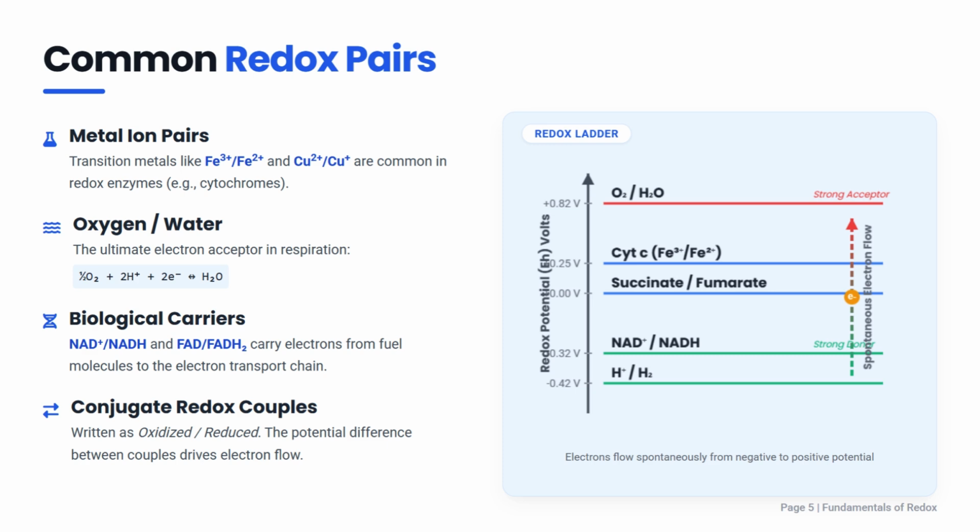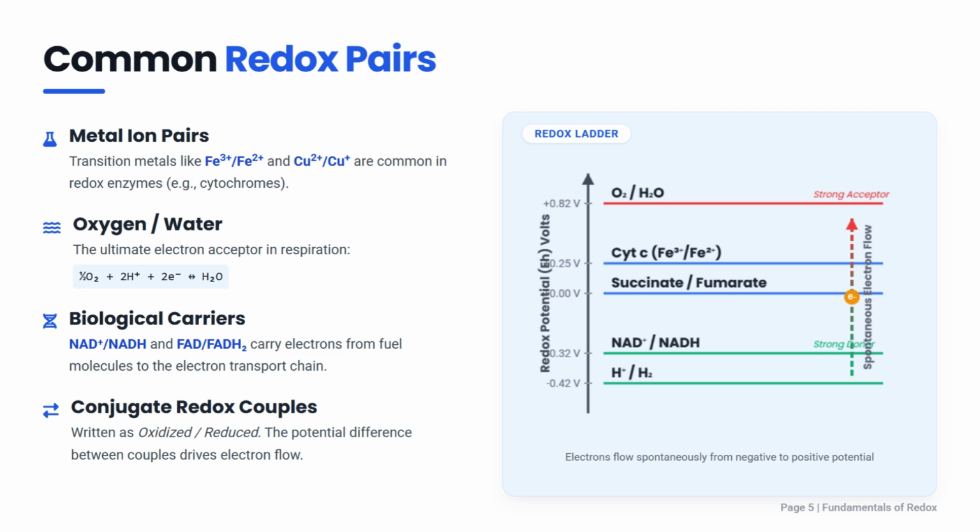We also have biological carriers like NAD+/NADH and FAD/FADH2, which carry electrons from fuel molecules to the electron transport chain. These conjugate redox couples are written as oxidized/reduced, and the potential difference between them is what drives electron flow.